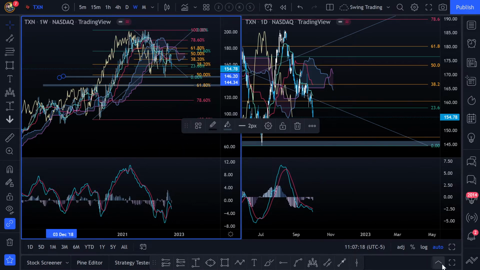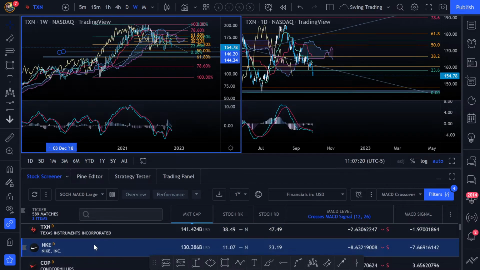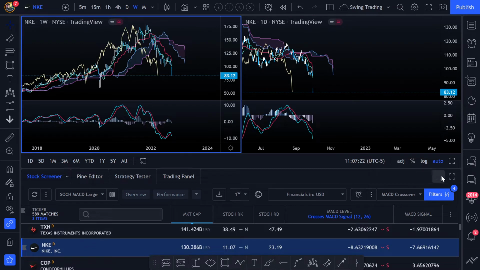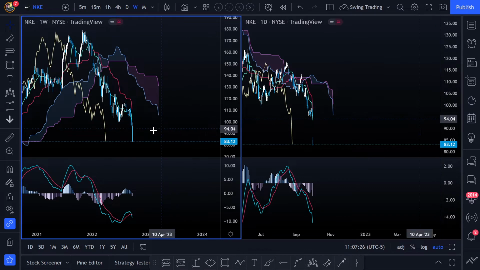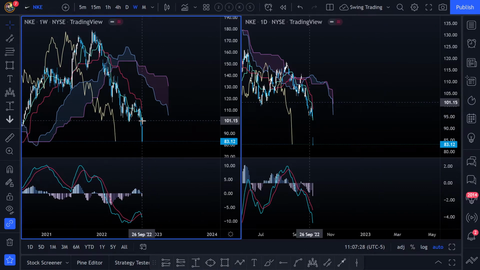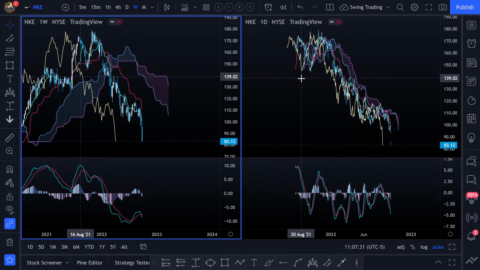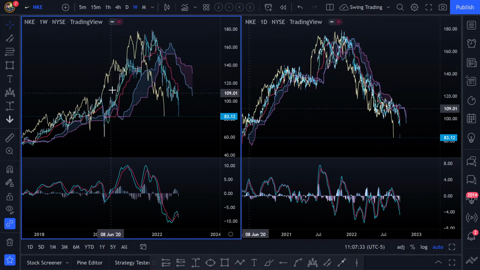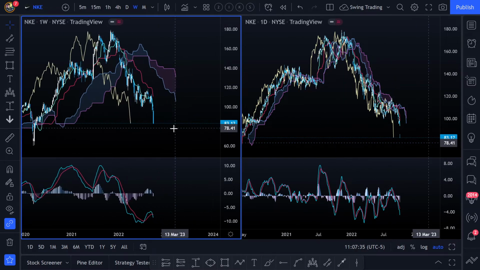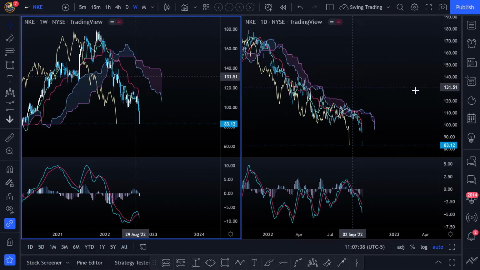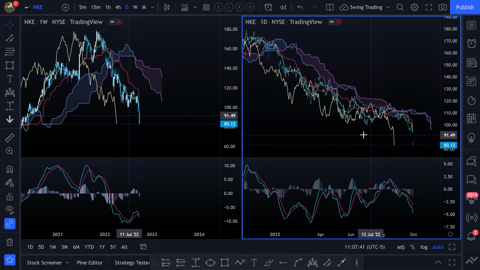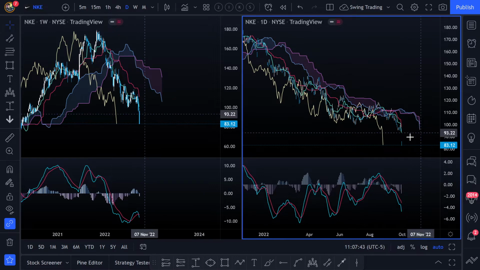So moving on to the next one, Nike. Well, this one dropped really quick. Everything is bearish on this one. So there is a gap on the daily time frame. Perhaps this gap will fill in the coming week.